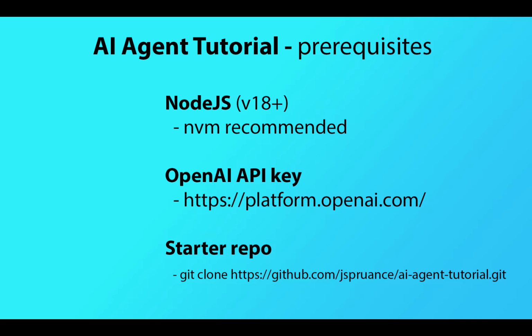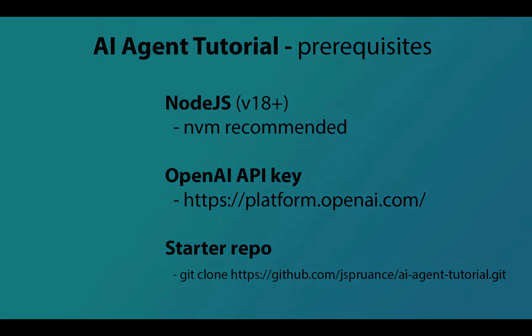Okay, so before we start, here's what you'll need. NodeJS installed on your system. I recommend version 18 or higher. You'll need an OpenAI API key. You can grab one from platform.openai.com, and you'll need to clone the starter repo for this project. I'll link all 3 down below in the description.